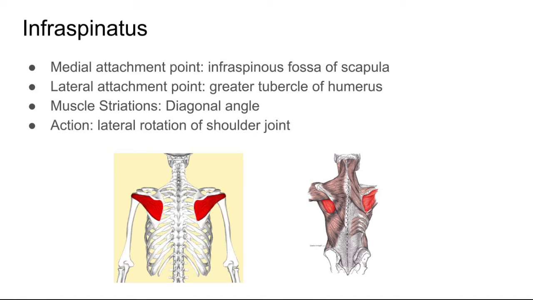The infraspinatus is another muscle of the rotator cuff, and it has a medial attachment point at the infraspinous fossa of the scapula and a lateral attachment point at the greater tubercle of the humerus. The muscle striation's direction is at a diagonal angle, and the action is lateral rotation of the shoulder joint.